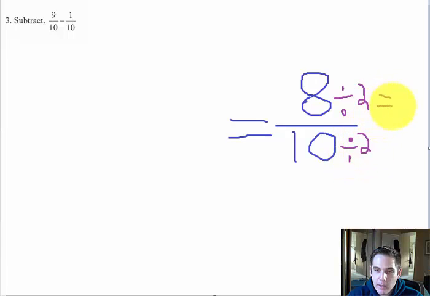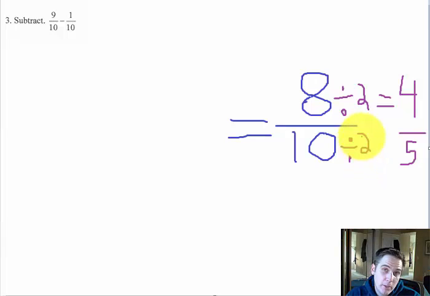So that means 8 divided by 2 is 4. 10 divided by 2 is 5. Now, they have to be divided by the same number. You can't just pick a number to divide this one and pick a number to divide this one. It has to be identical. They both have to be the same number you divide by, or you divide by nothing.